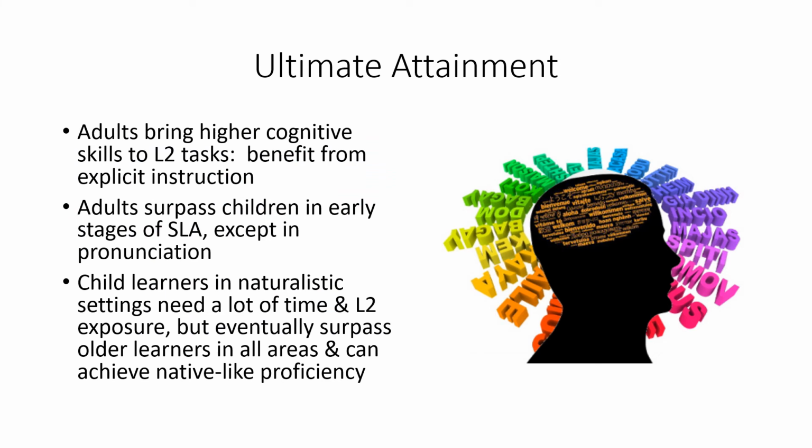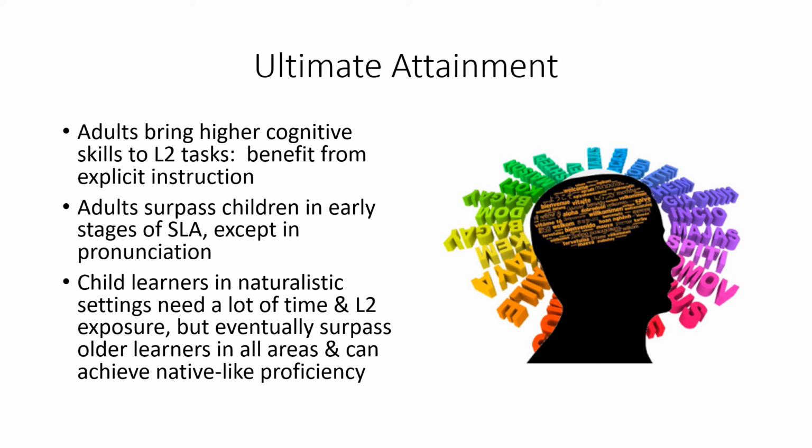The issue of ultimate attainment is also interesting. Because adults have much higher levels of cognitive functioning than children, they benefit from explicit instruction because they're able to apply those cognitive skills to second language tasks. So that's why adults can surpass children in the early stages. They're able to compensate by bringing their cognitive skills to the process.